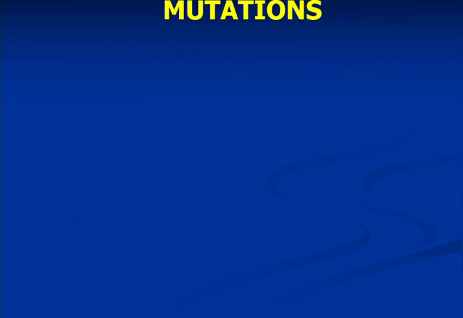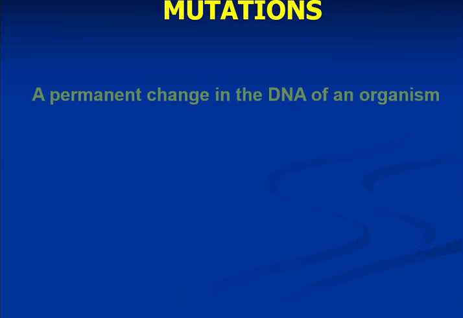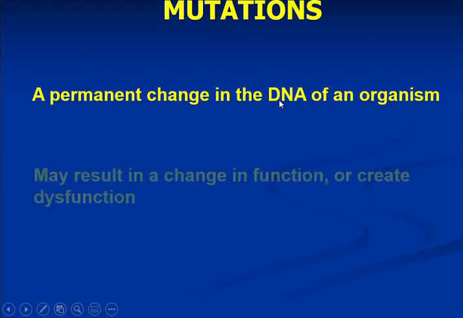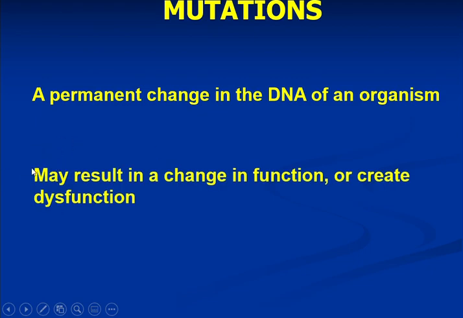But first of all, let's give ourselves a definition. What do I mean by mutation? So a mutation is a permanent change in the DNA of an organism. So something that is not going to revert back. It has happened. It's not going to change back. And specifically in the DNA of an organism, in the recipes, the instructions telling us how to make the proteins. Now, importantly, this may, not necessarily always, but it may result in a change in function or create dysfunction. Again, it could do nothing, could be harmless, but it may result in these changes.